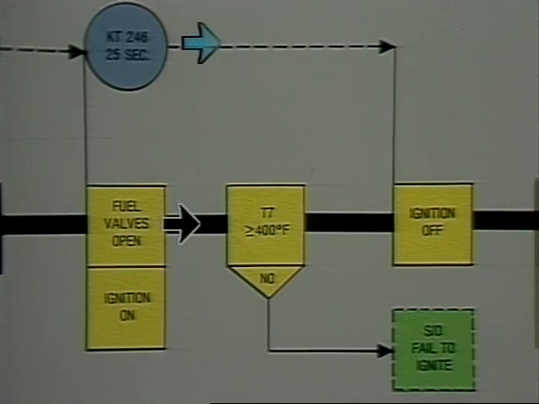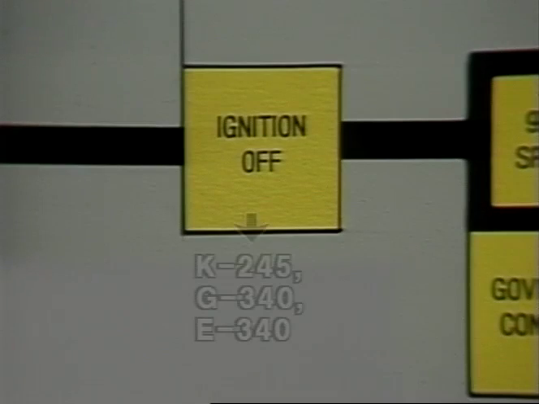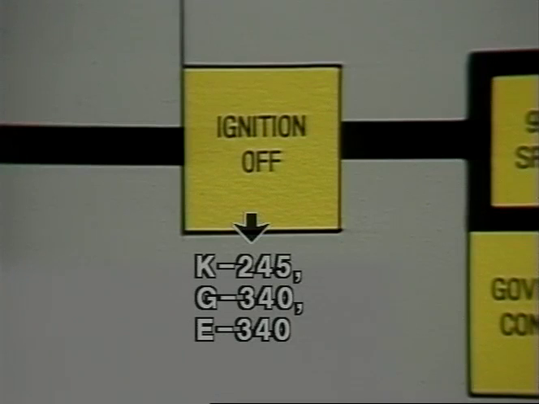The light-off timer is de-energized and starts to time out. When the light-off timer times out, the ignition exciter relay, the igniter plug, and the ignition exciter will be de-energized. Ignition is off and combustion is self-sustaining.